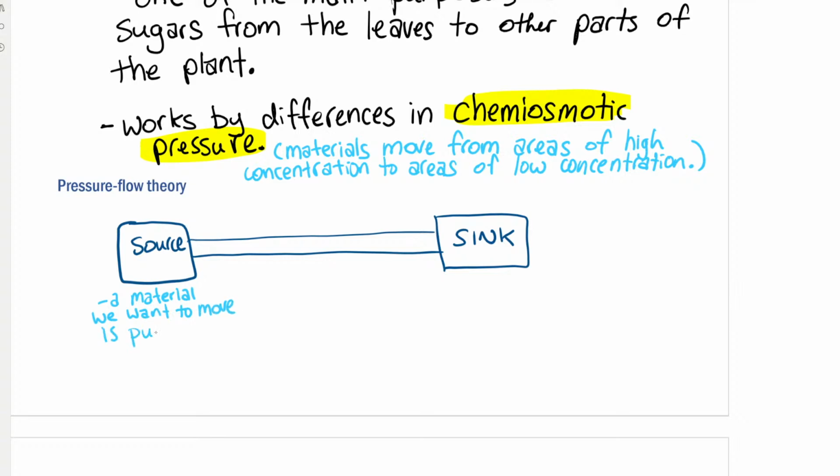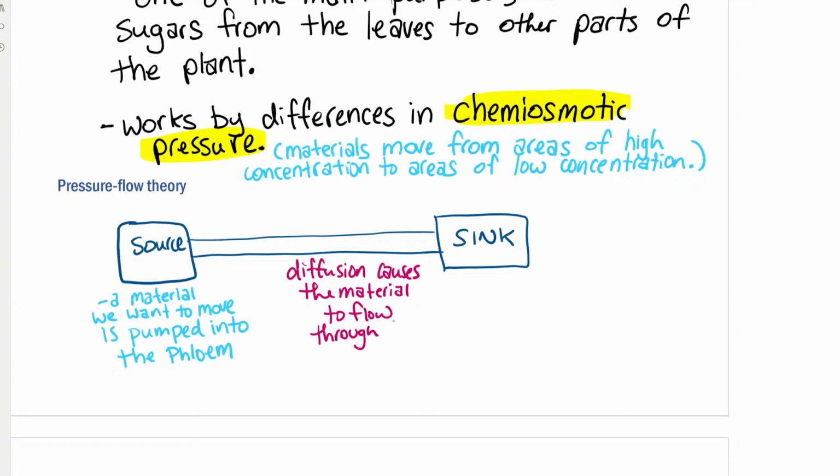is pumped into the phloem at the source. Diffusion causes that material to flow throughout the phloem. Now, left to itself, that will go everywhere in the plant, but we don't necessarily want it to go everywhere in the plant. We may want it just to go to one specific place in the plant. We don't want to waste that material and send it everywhere. We want to make it go from the source to the sink, to the place we want it to go.